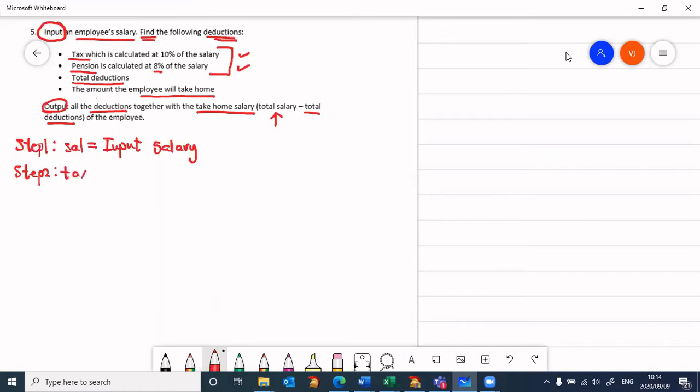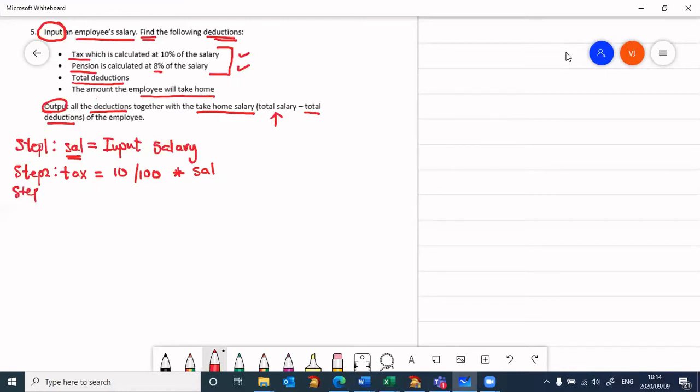So we can say tax is equal to 10%. We know that 10% is 10 divided by 100, 10% of the salary. So we have to take 10 divided by 100 times sal. Remember the placeholder, I decided to call it sal. So now we calculate the tax.